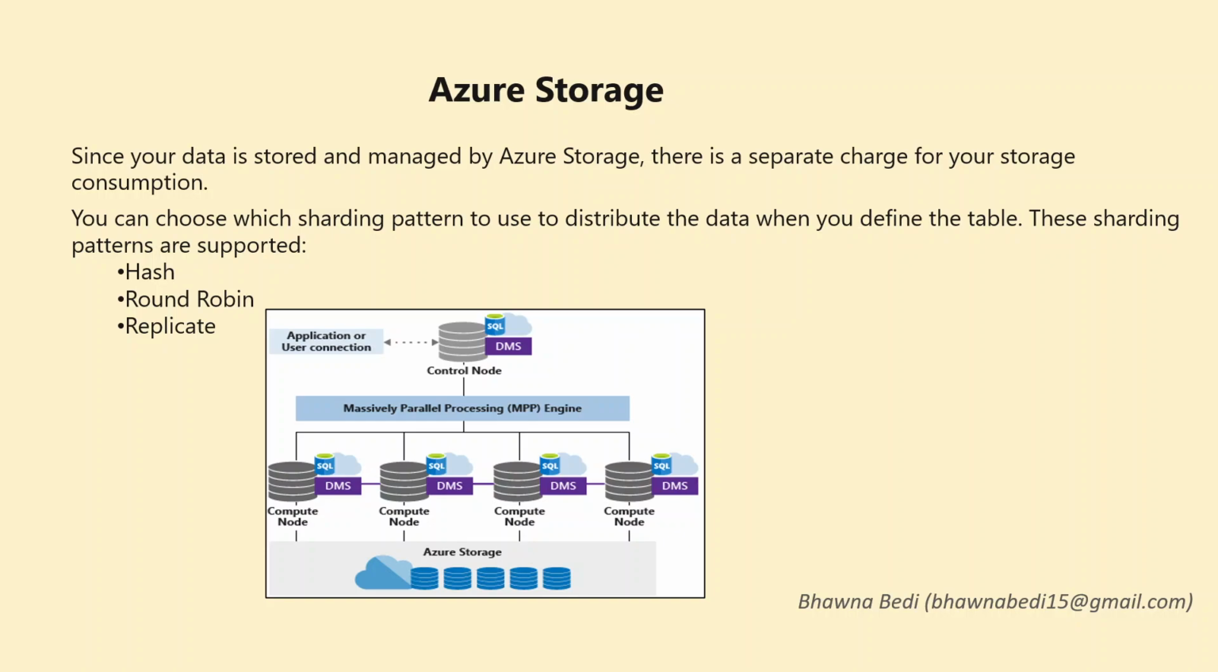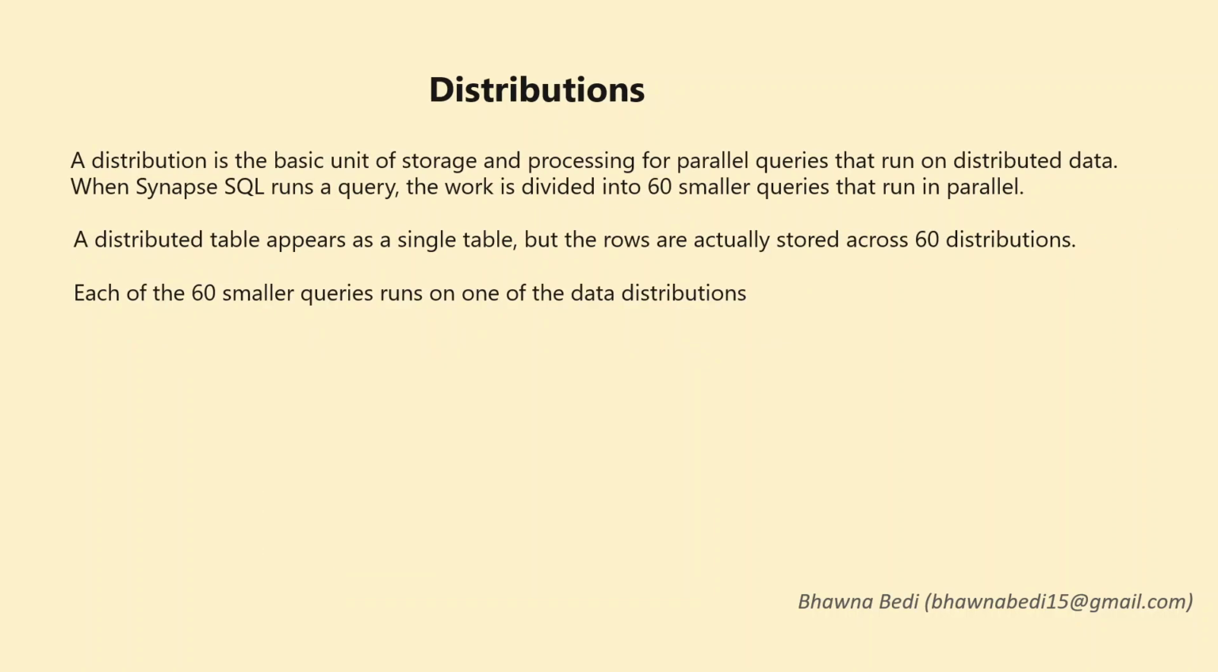So basically what happens is whenever your Synapse SQL runs a query, let's say I have fired a query like select star from a table, then that particular work will actually be divided into 60 subqueries, or 60 smaller queries that will run in parallel. Each of these 60 smaller queries will run on one of the distributions. That may be your hash distribution, that may be your round robin, or that may be your replicated table. So let's go ahead and see what distributions we have.